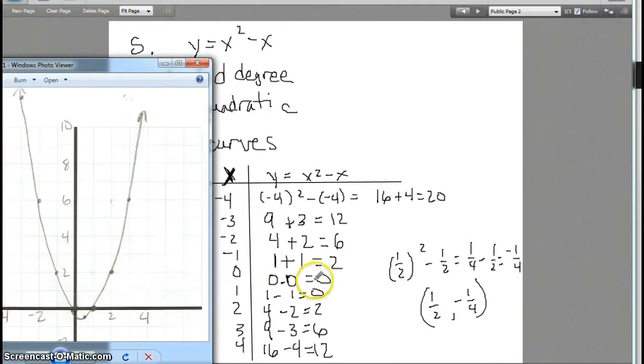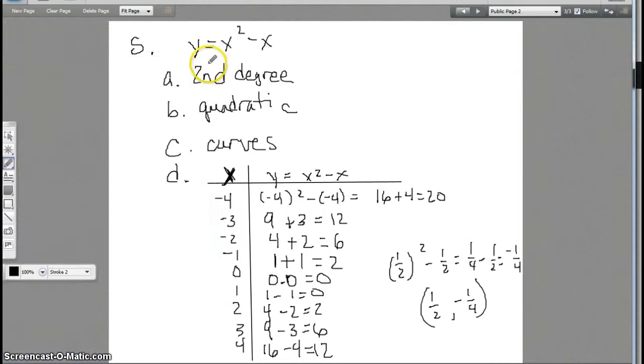And then 0 is 0. That's right here. Our 1 was also 0. That's right here. And then for 2, our value was 2. If our x was 3, our y was 6. If our x was 4, our y was 12. Okay, so that was number 5, and it is just like number 13 that I assigned for homework. So let's move on and try another.